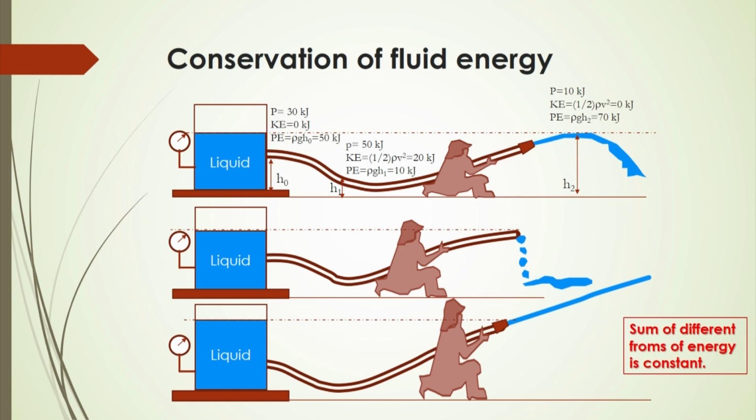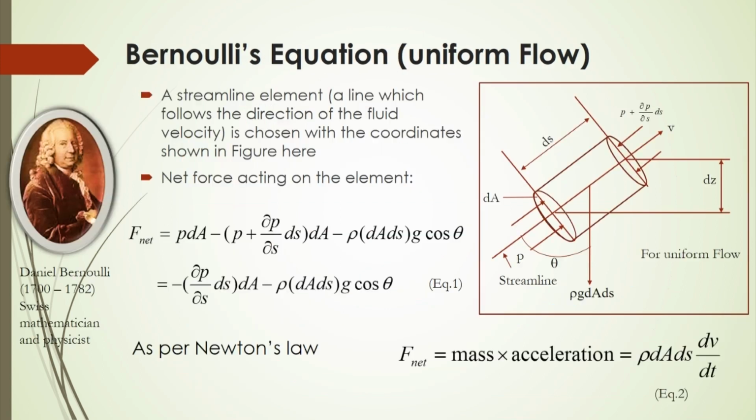So, the conservation of fluid energy is satisfied if the summation of the energy remains the same and constant. The sum of the different forms of energy is constant. This is the principle of conservation of fluid energy. Based on this principle, we will derive Bernoulli's equation. This is one of the important energy equations to apply to fluid flow phenomena, to fluid flow in a conduit, or to other applications in real life.